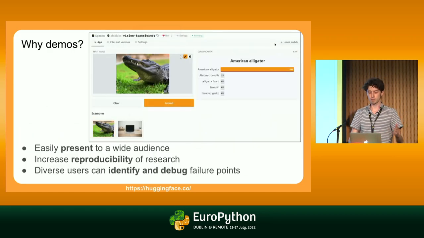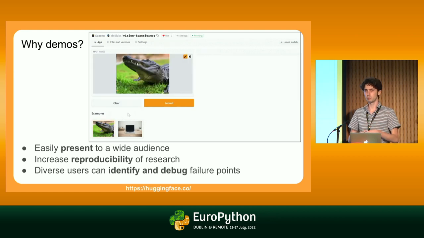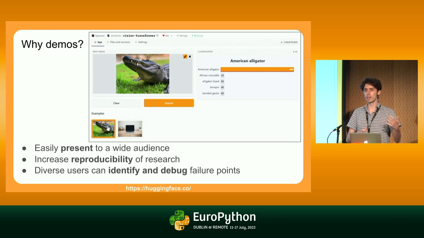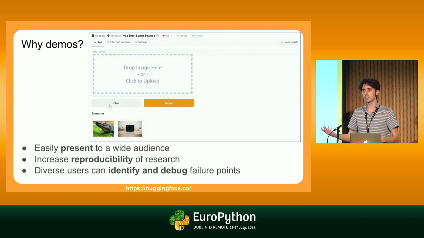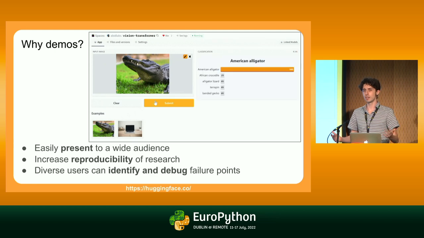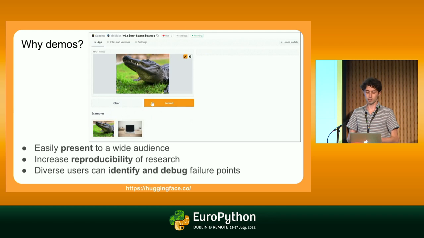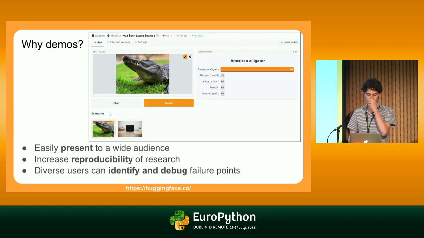So why demos? First, it allows you to easily present to a wider audience. Let's say that you create a very nice demo of a language model, for example about Spanish. But then you only have white male computer scientists trying out the model. Of course, you will not identify a bunch of biases that the model will have. Thanks to demos, you can really have anyone, and that really means anyone, just open their browser and try out these models. And then with flagging, you can identify lots of biases that the models might have.